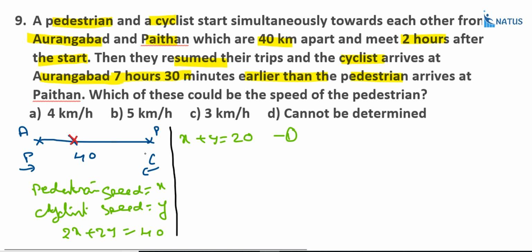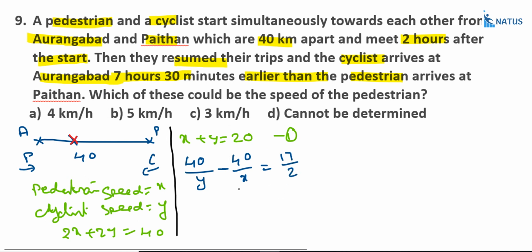Now first we will calculate how much time is required for the pedestrian to cover 40 kilometers. So that is equal to 40, the distance, divided by the speed, which is y. Next, what about the cyclist? That is equal to 40 by x. Now, what happened? The difference between these two is equal to 7.5 hours. What is 7.5 hours? That is equal to 15 by 2.